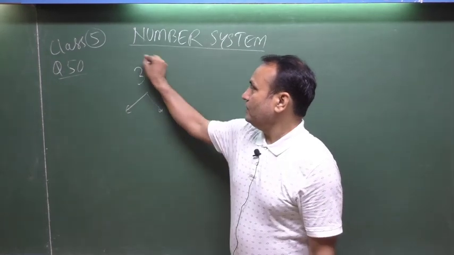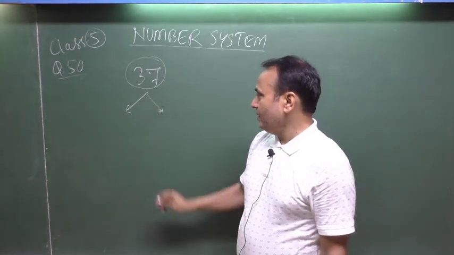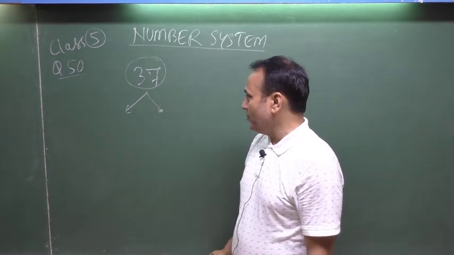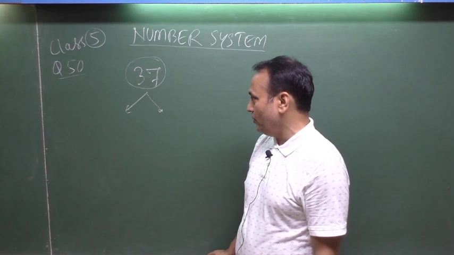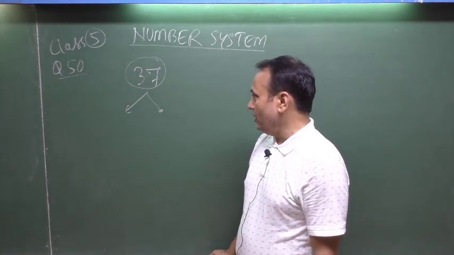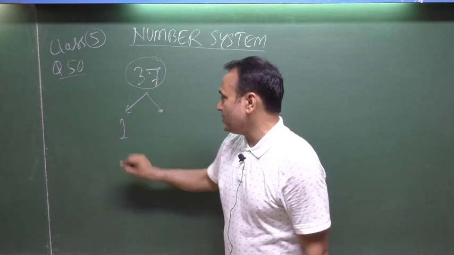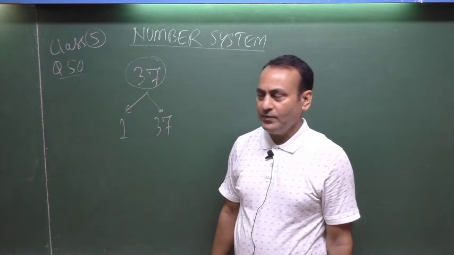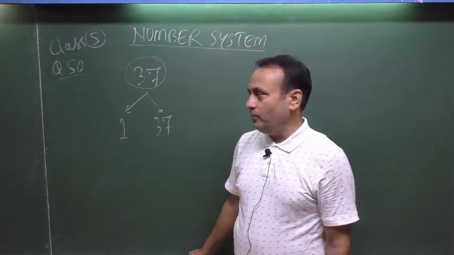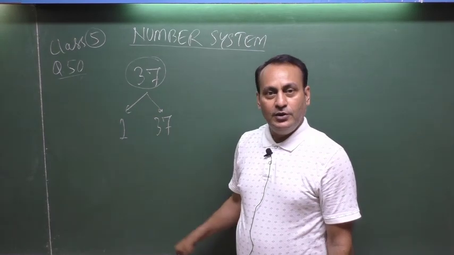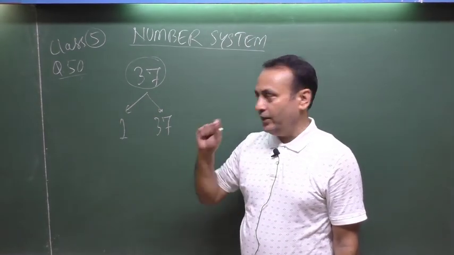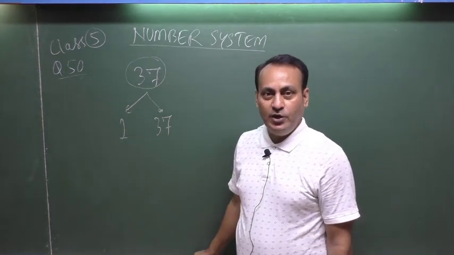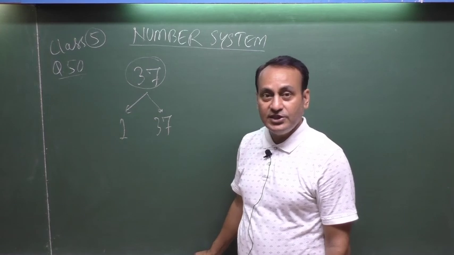See here, 37 is the given number and 37 is a prime number. That's why 37 will have only two factors, that is, one is 1 and another is 37. Prime numbers always have only two factors. One of them is 1 and the other is the number itself. That means 37 has two factors only: one is 1 and the other is 37.